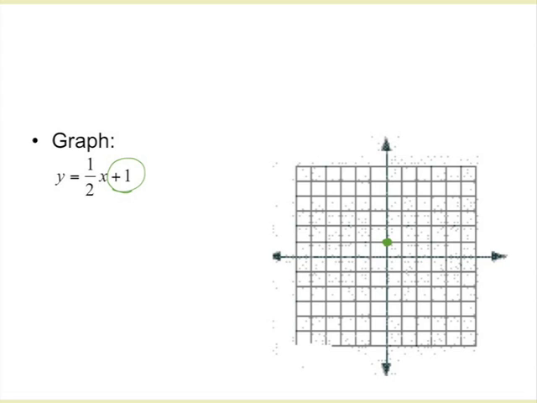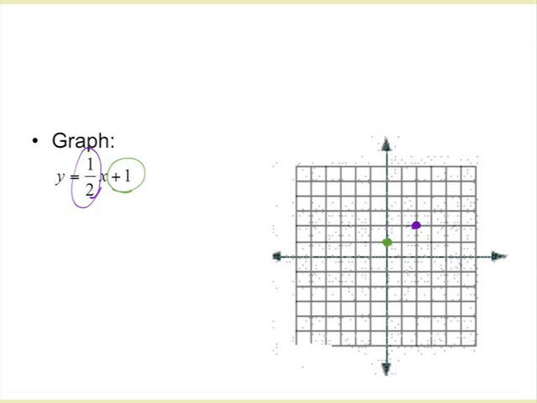Then our m value, which is our slope, is 1/2. So from the point we already plotted, not from the origin, but from the point we already plotted, we're going to go up 1 spot and over 2 spots. And that's really enough to be able to connect the dots and call this graph done.